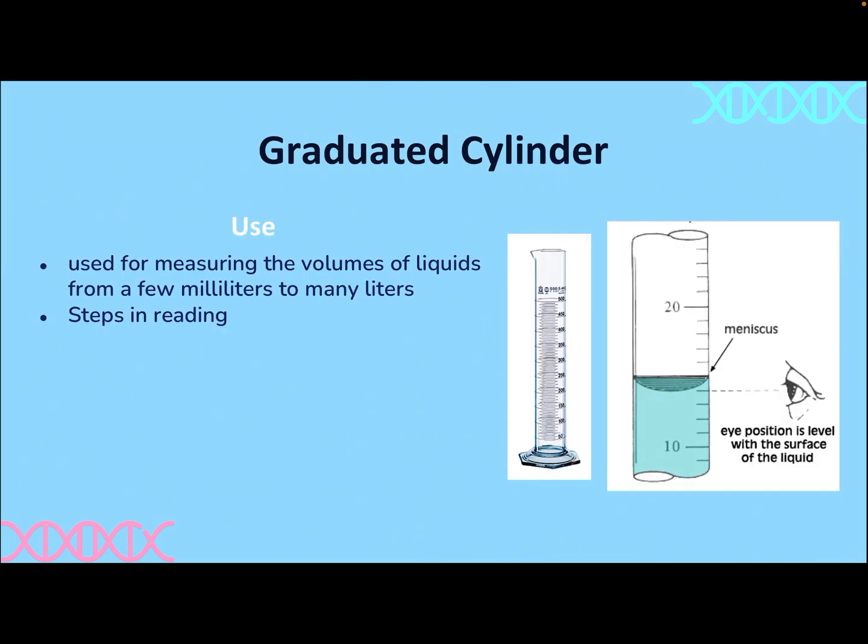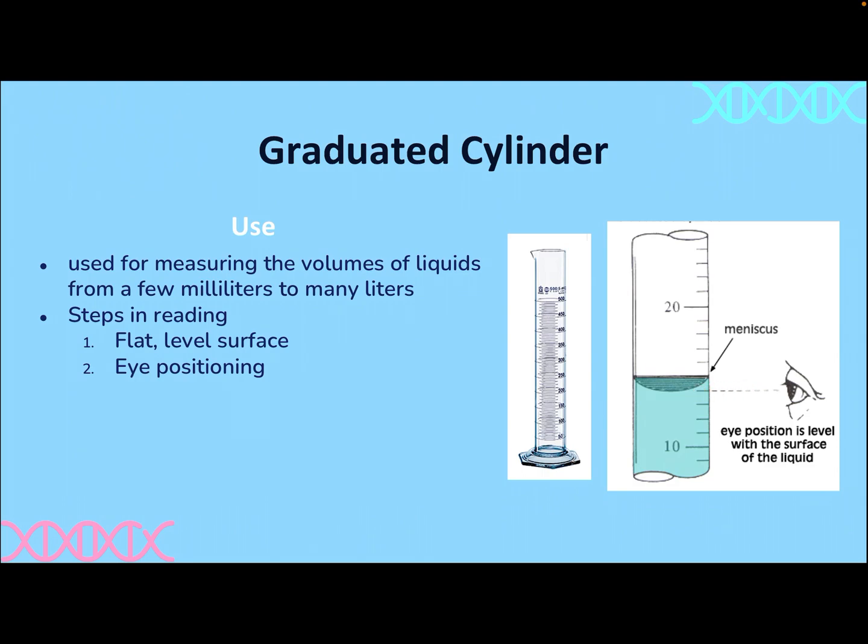Next is a graduated cylinder. It is used for measuring the volumes of liquids from a few milliliters to many liters. So how do we read a volume using a graduated cylinder? After putting the graduated cylinder on a flat, level surface, the second step in reading a volume using a graduated cylinder is to position your eyes level with the surface of the liquid, as seen in the picture.